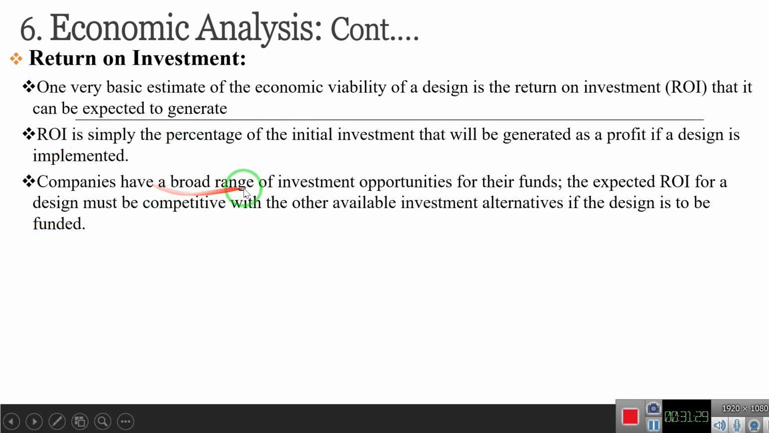So the companies have a broad range of investment opportunities for their funds. The expected ROI, that is return on investment, for a design must be competitive.